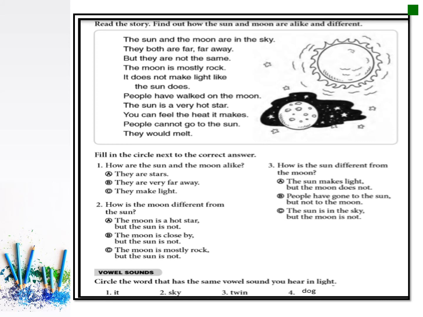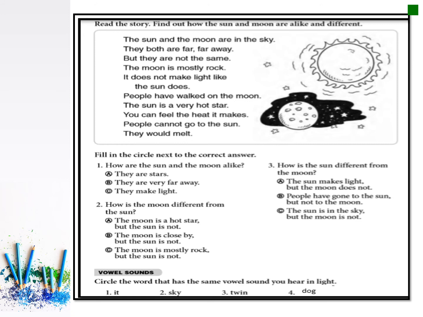People have walked on the moon. The sun is a very hot star. You can feel the heat it makes. People cannot go to the sun. They would melt. See the words not, both, same. These words help us to identify the similarities and the differences between two objects.